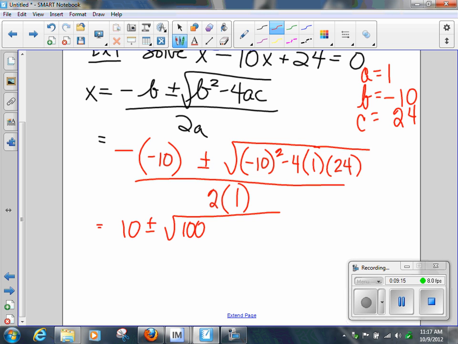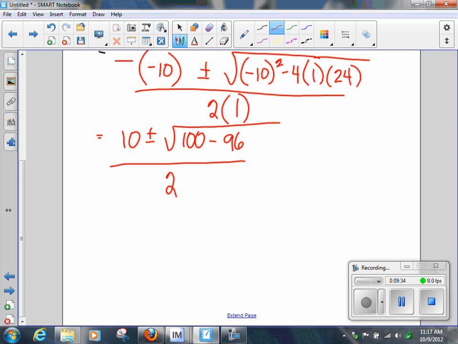Negative 4, be real careful. Negative 4 times 1 is negative 4. Negative 4 times 24, is that negative 96? Minus 96 over 2 times 1 is 2. Everybody with me so far? Yep.